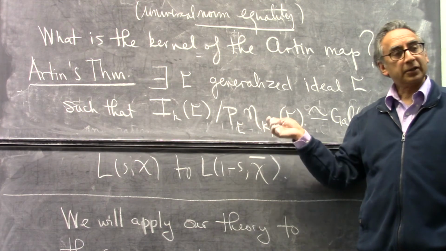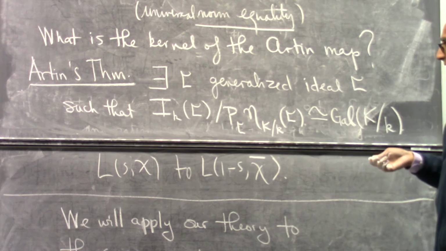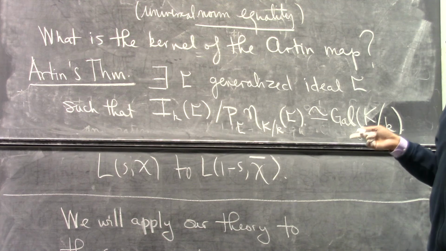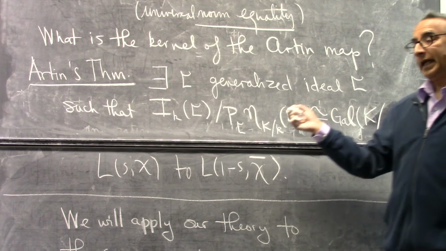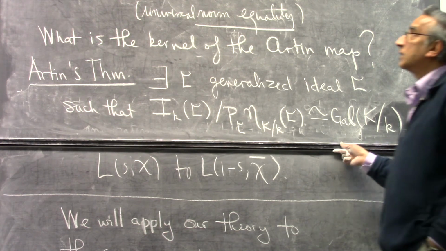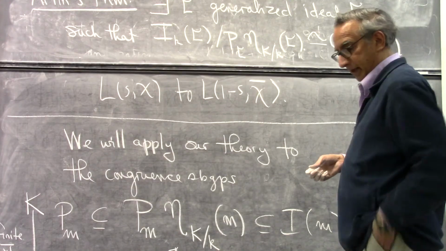So that's the kernel. And therefore, not only that, the isomorphism is not an abstract isomorphism, it's the isomorphism given by the Artin symbol. That is, the ideal A goes to the Artin symbol. That's the isomorphism. So it's an explicit theorem. All right.